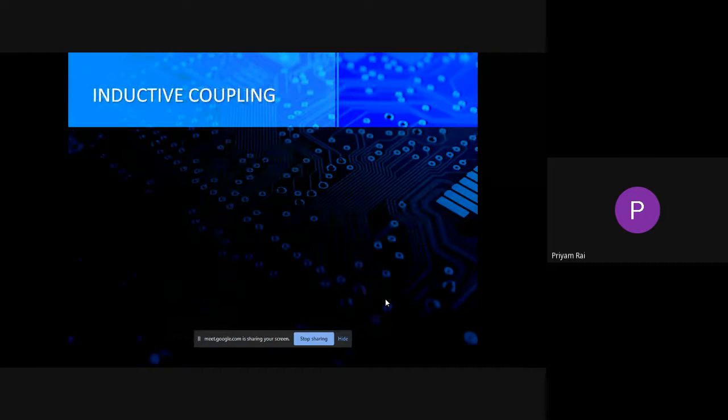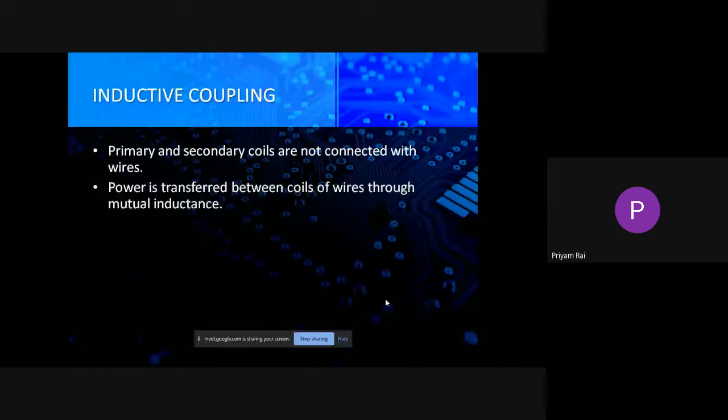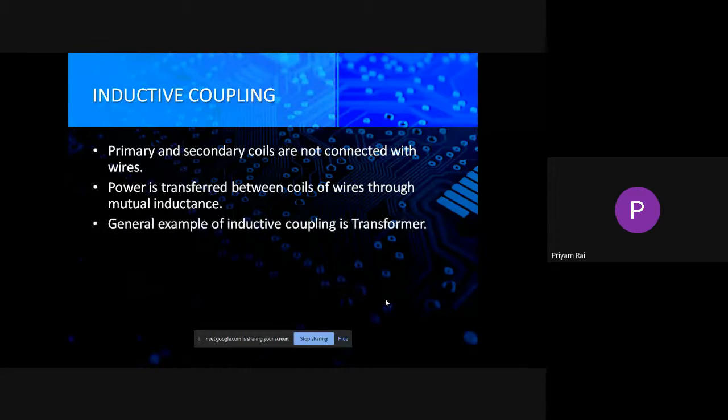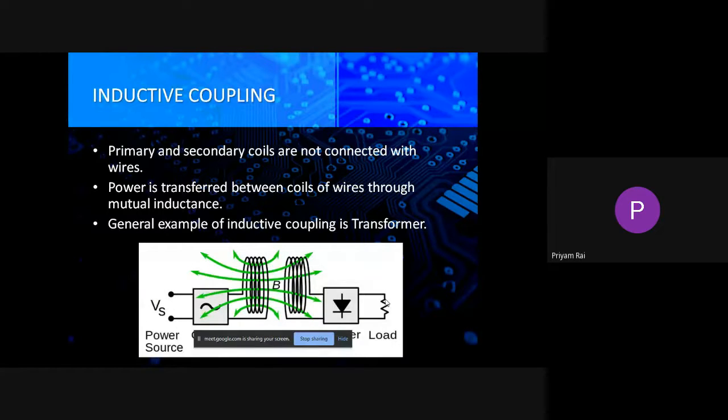First we'll discuss inductive coupling, which is the first type of near field technique. Primary and secondary coils are not connected with wires. Power is transferred between coils of wires through mutual inductance. A general example of inductive coupling is a transformer.